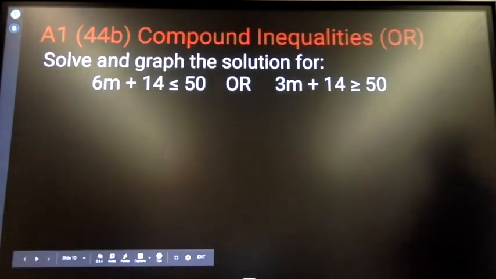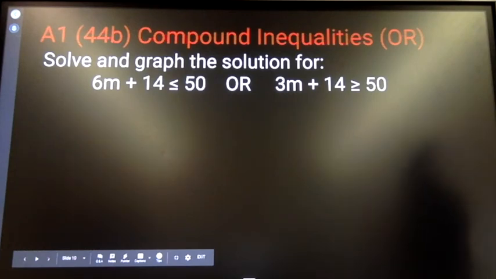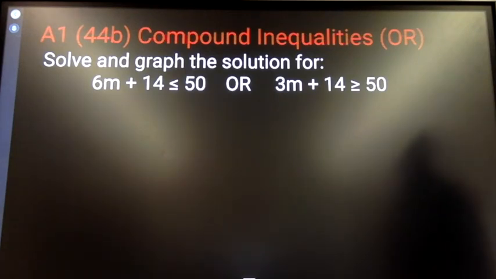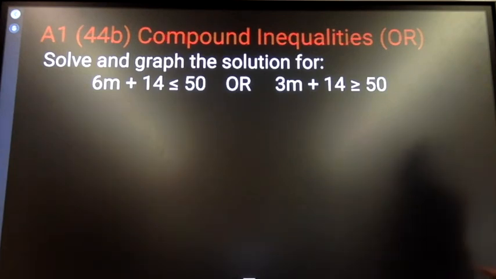Now, stripping away the words, just looking at a typical math problem devoid of context. This is what an OR situation looks like. Again, if you think you can handle it, hit pause, try it, unpause and see what happens.